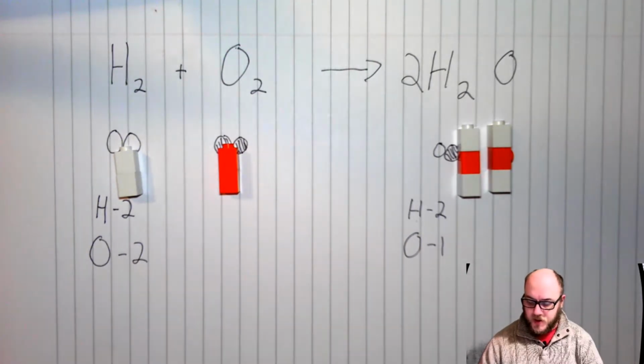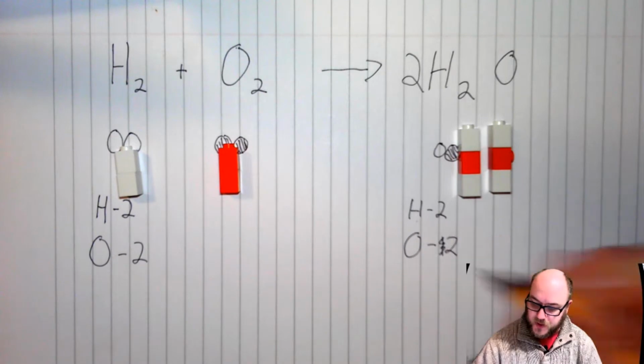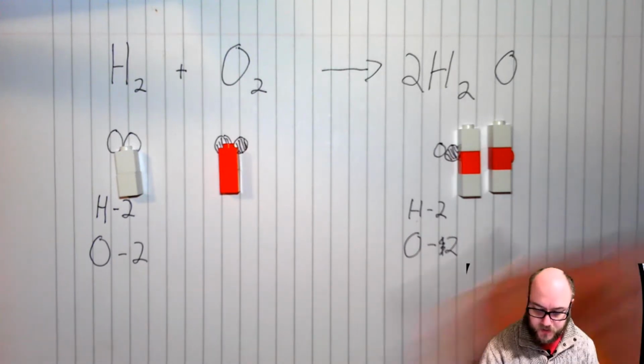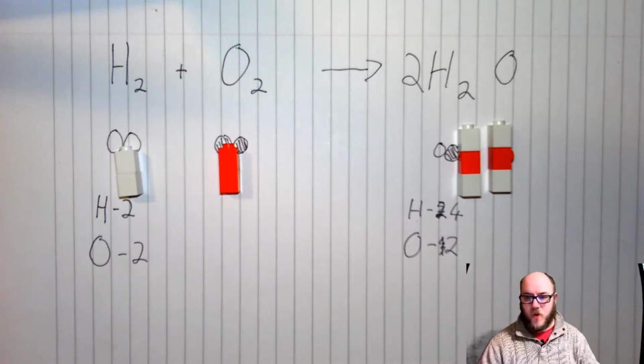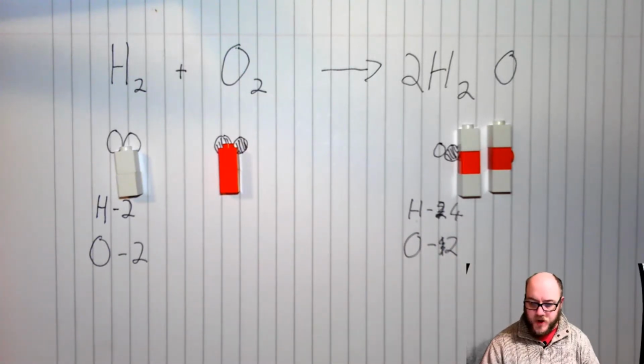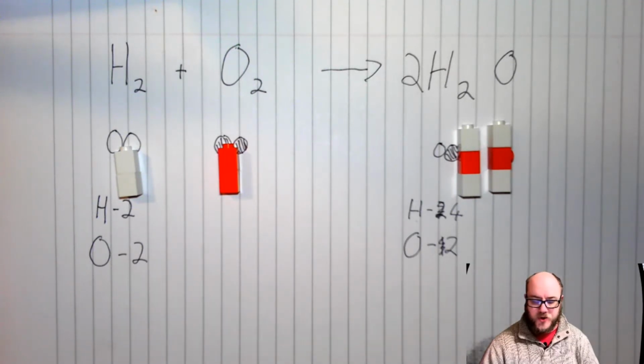So let's update this. I've now got 2 oxygens. Hooray, that's what I need. That's balanced, right? But unfortunately now I've got 4 hydrogens. So I have to come over and look at the reactants. What can I do over here to make this balanced so that I've got 4 hydrogens?